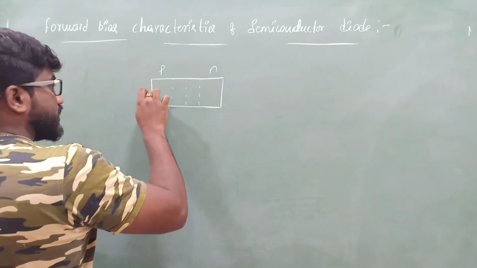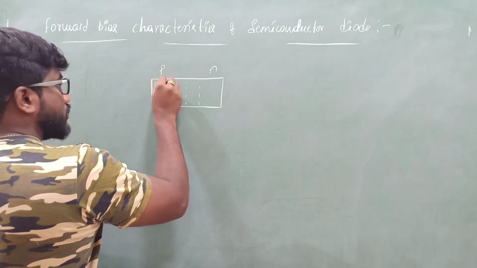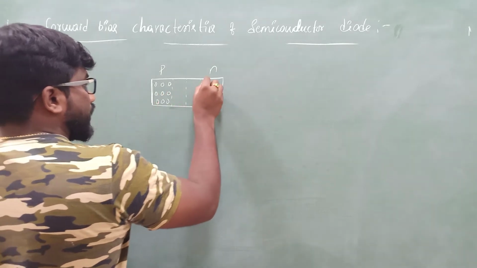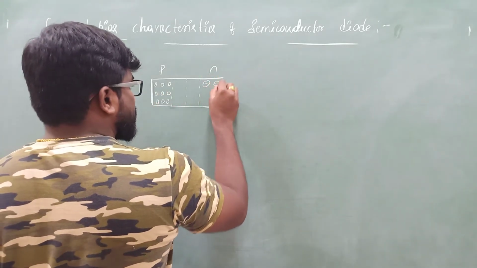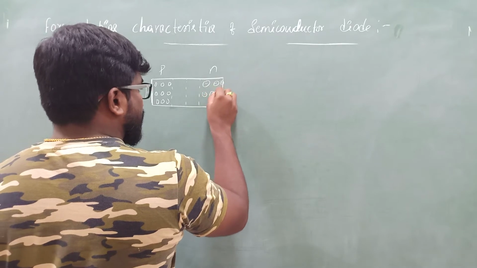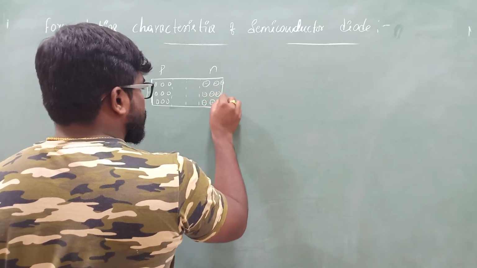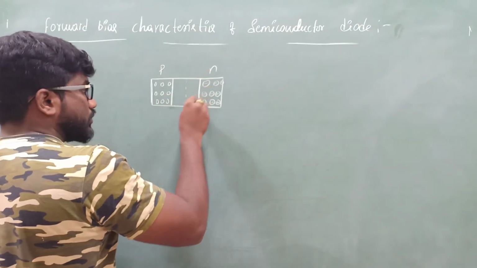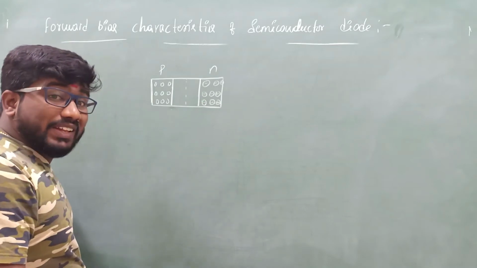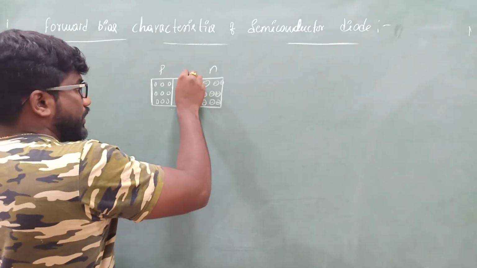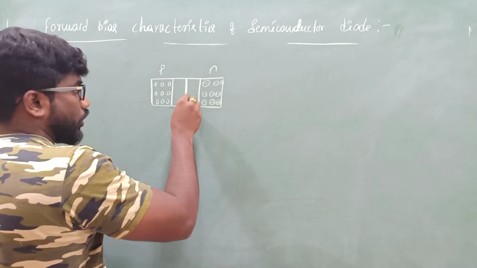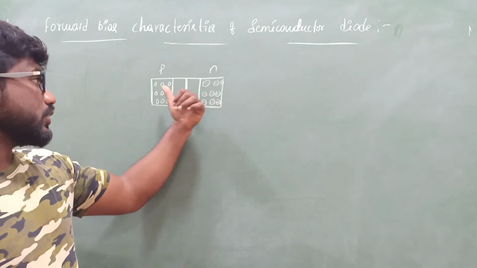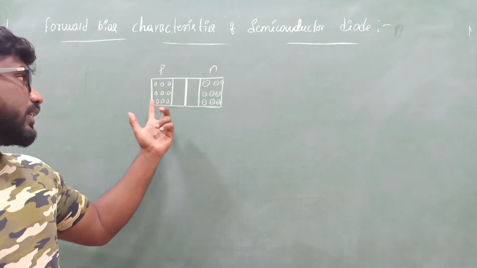What are the majority charge carriers in the P side? The holes are the majority charge carriers, and in the N side, electrons are the majority charge carriers. This is how they are located. From here to here is the depletion layer, and this is the PN junction. How it formed, we studied everything. The electrons from the N side diffuse to the P side, and the holes from the P side diffuse to the N side.